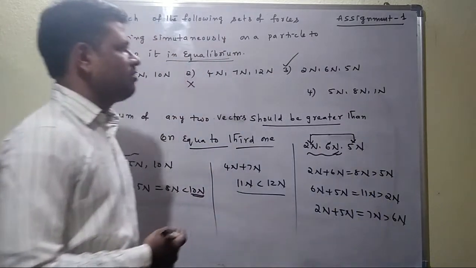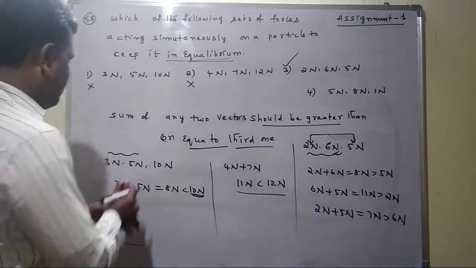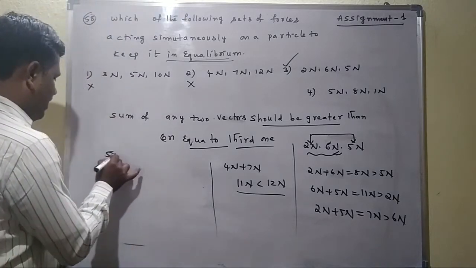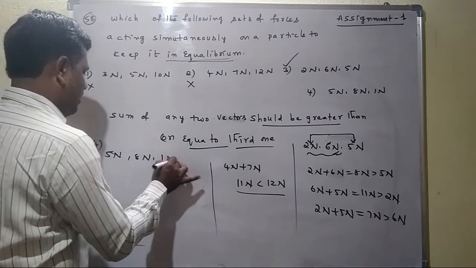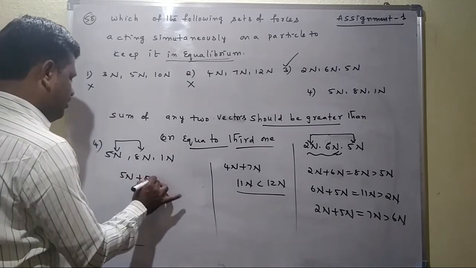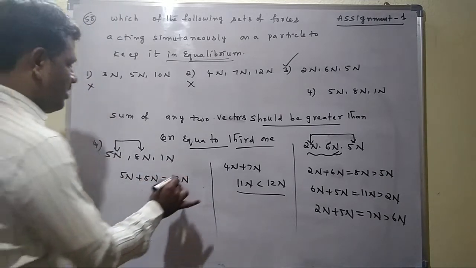We can check the fourth option also. I am checking the fourth option here. Here 5 Newton, comma 8 Newton, comma 1 Newton. These two considered: 5 Newton plus 8 Newton is equal to 13 Newton. 13 Newton is greater than 1 Newton.